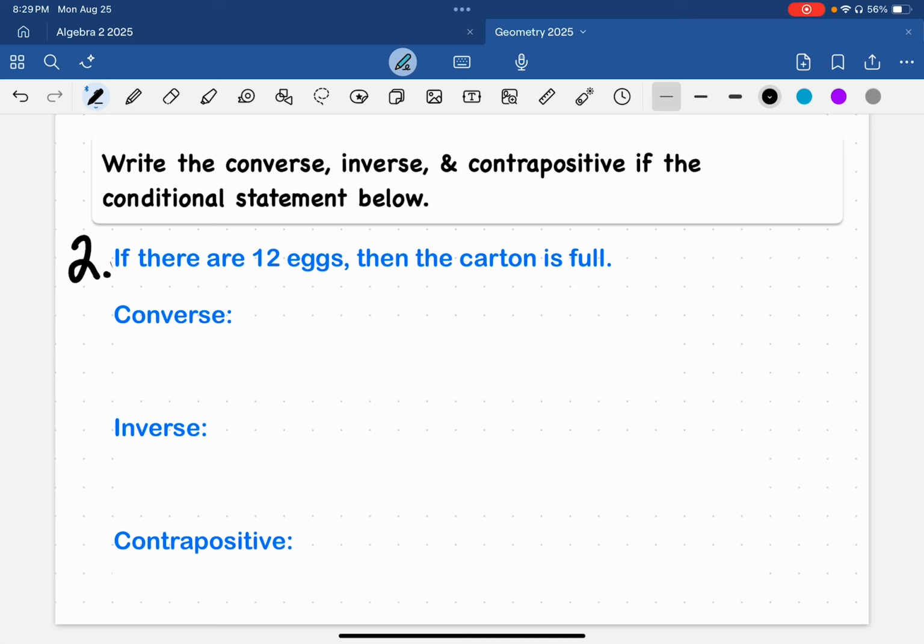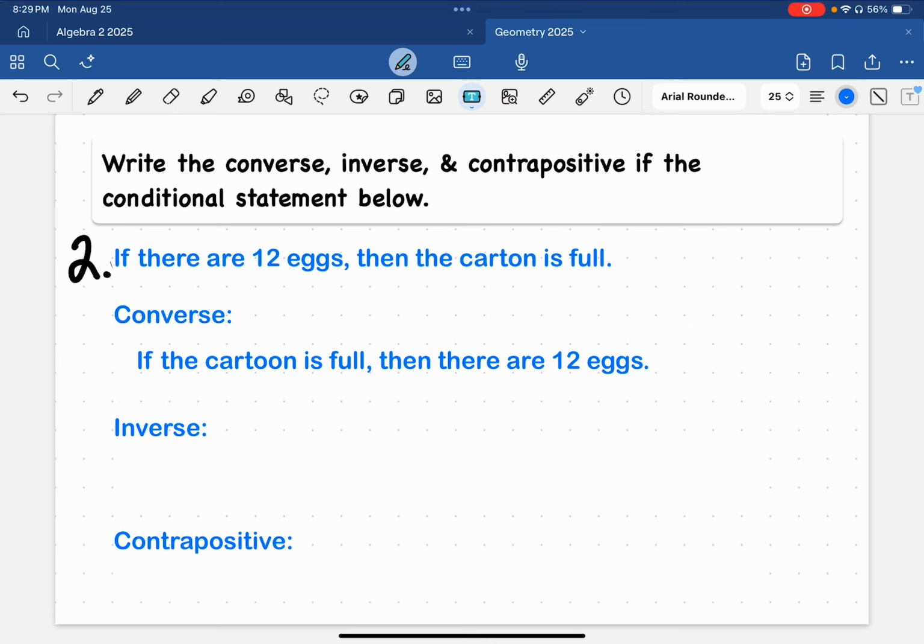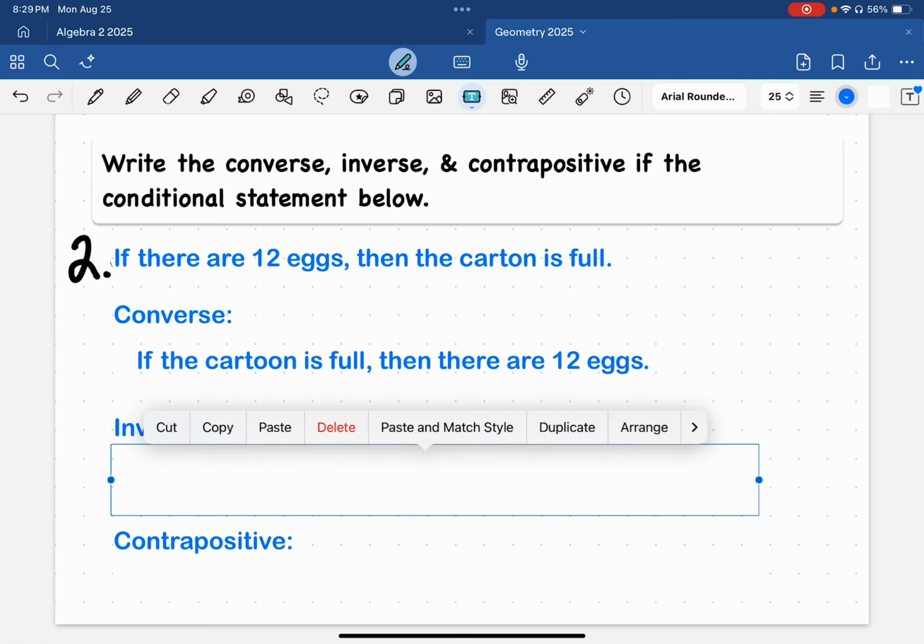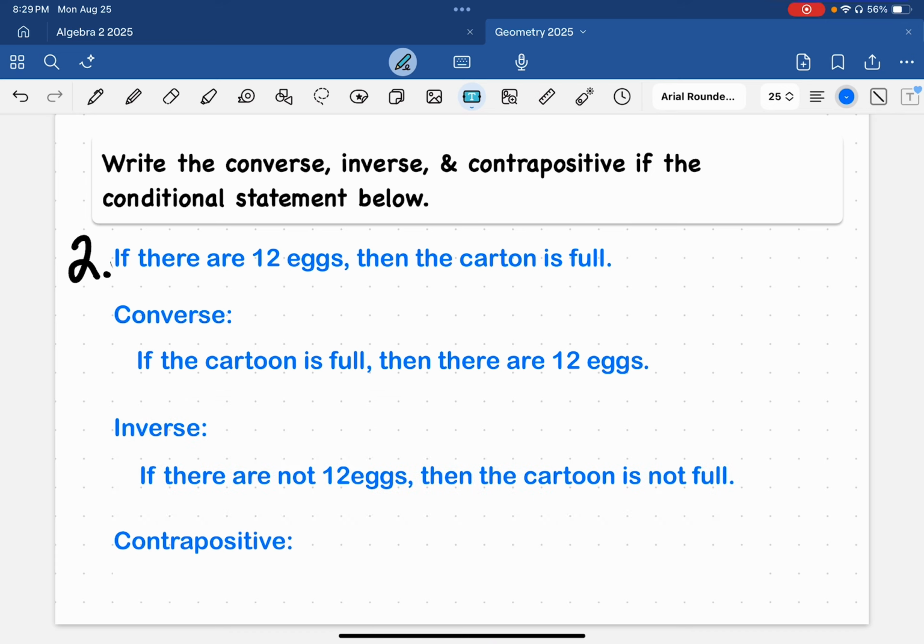The converse of that would be, if the carton is full, then there are 12 eggs. Remember, we just switched them. The inverse, we're going to negate both the hypothesis and the conclusion. So we're going to say if there are not 12 eggs, then the carton is not full. And the contrapositive is going to do both, negate and switch. And so it is going to be if the carton is not full, then there are not 12 eggs.